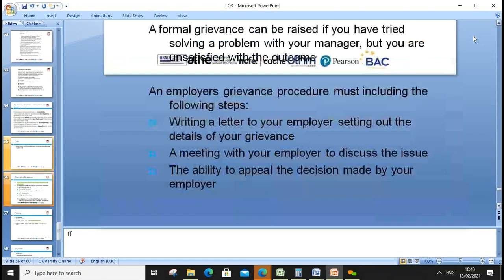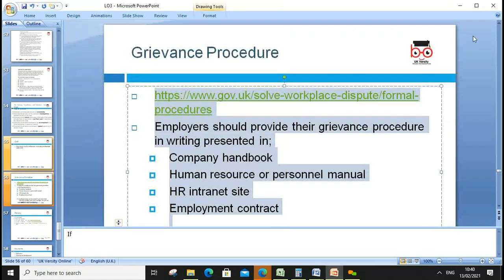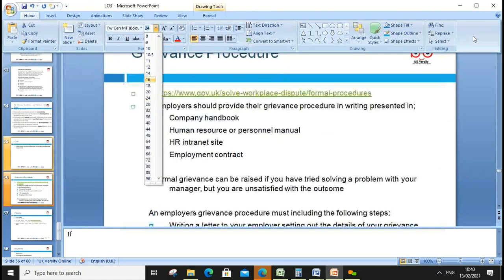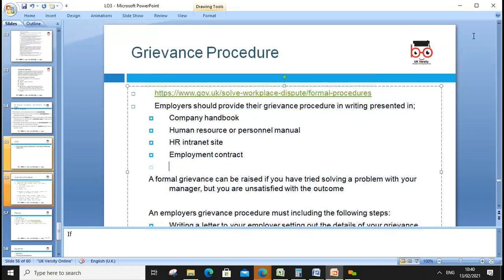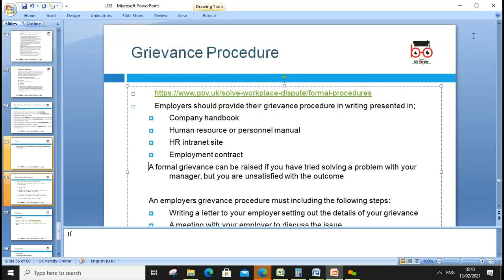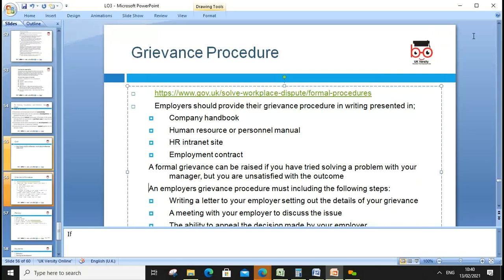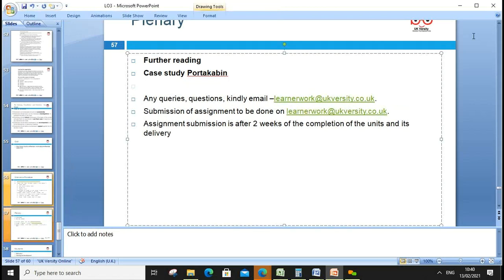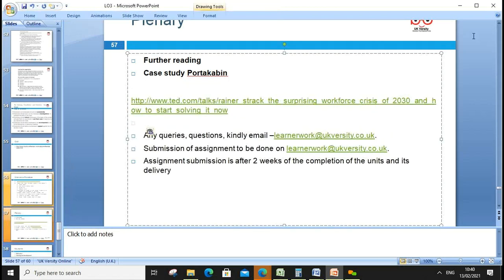Okay, then we have grievance laws and procedures. They should be addressed by the company handbook, the company personnel manual, and the HR website. The procedures should all be explained on our website by the employer, because otherwise that can create quite a mess in our organization and affect productivity, and problems will arise. Okay, so that's all we have.